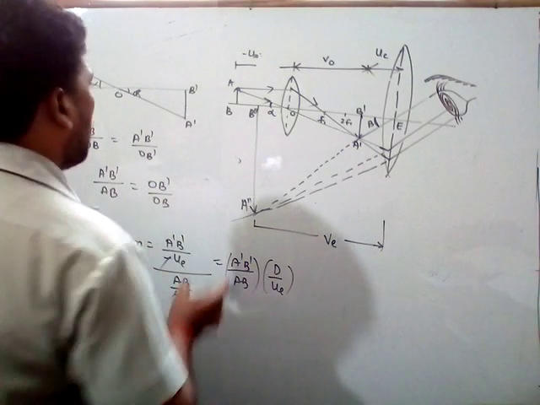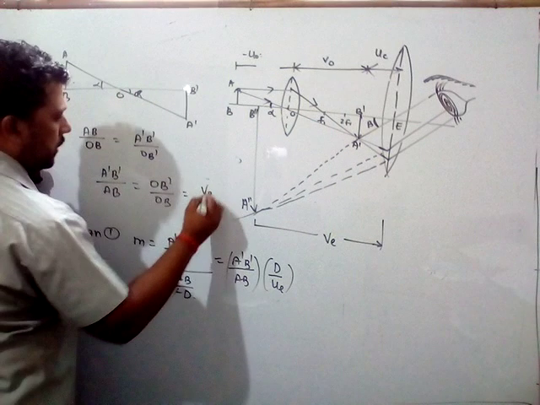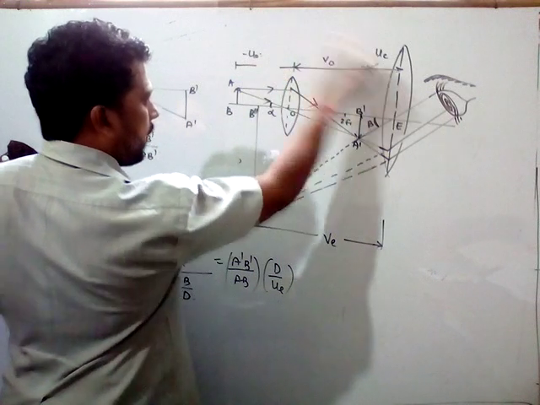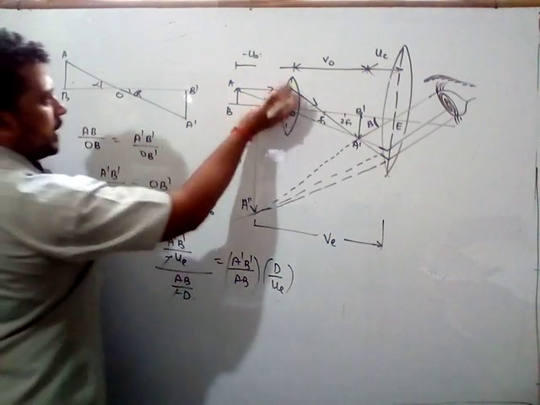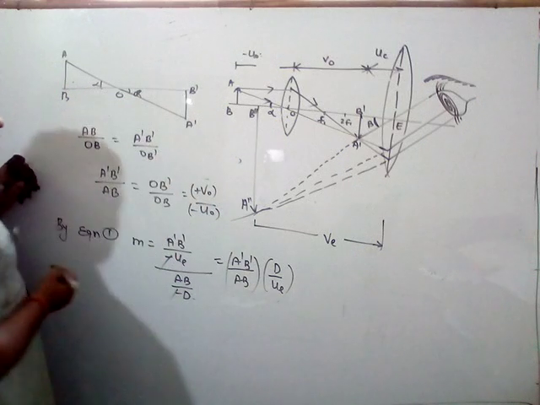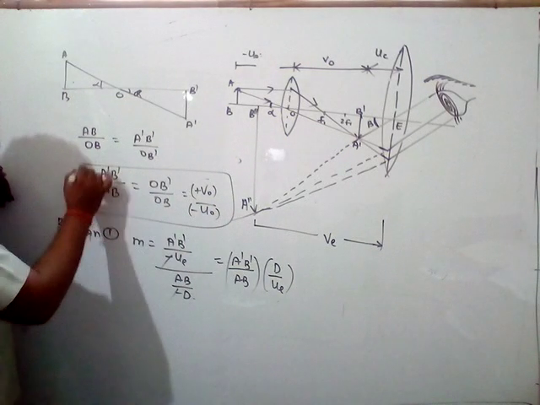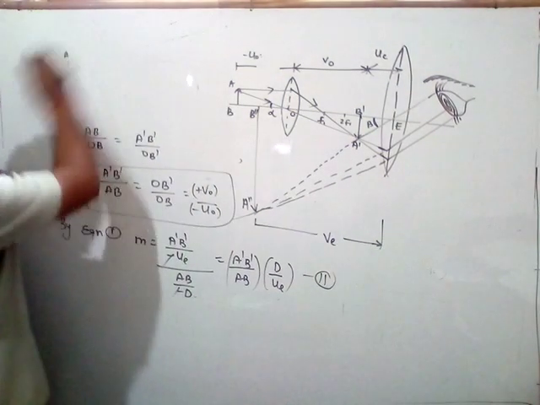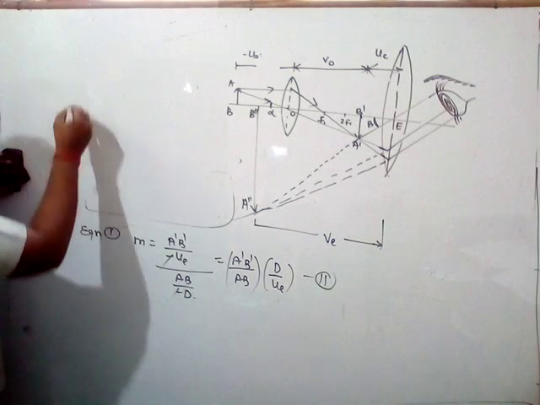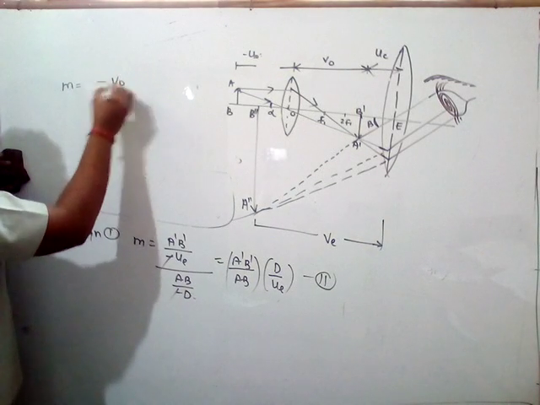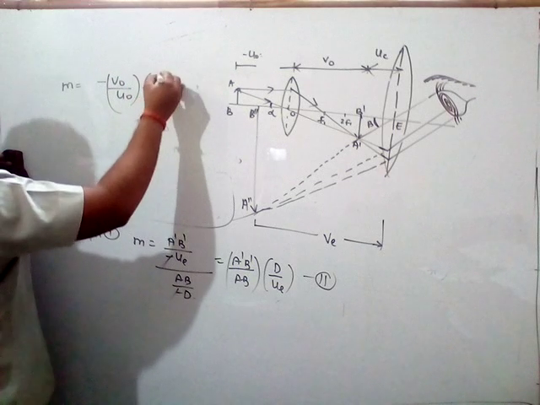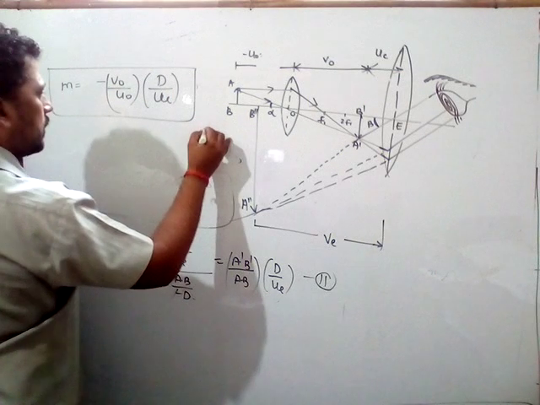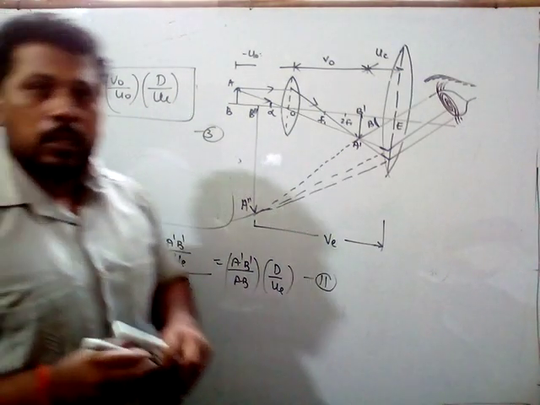Okay, and you know that OB' is V naught and OB is equal to negative U naught. This is image length which is formed on the right side, so it will be positive, and this is object length which is formed on the left side, that is negative. So this is the value of A'B' upon AB. Putting it in equation second, m is equal to minus V naught upon U naught into D upon UE. This is the magnifying power for the compound microscope.